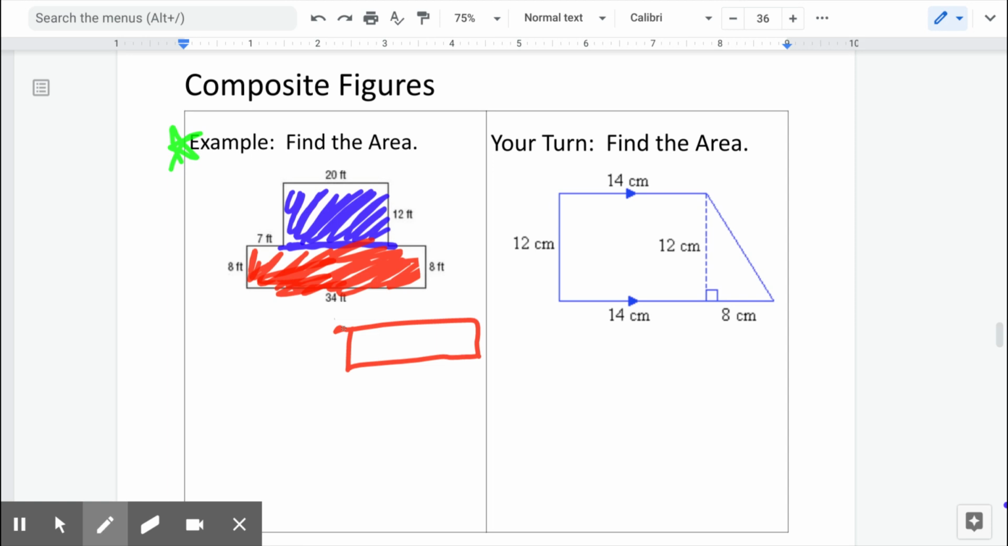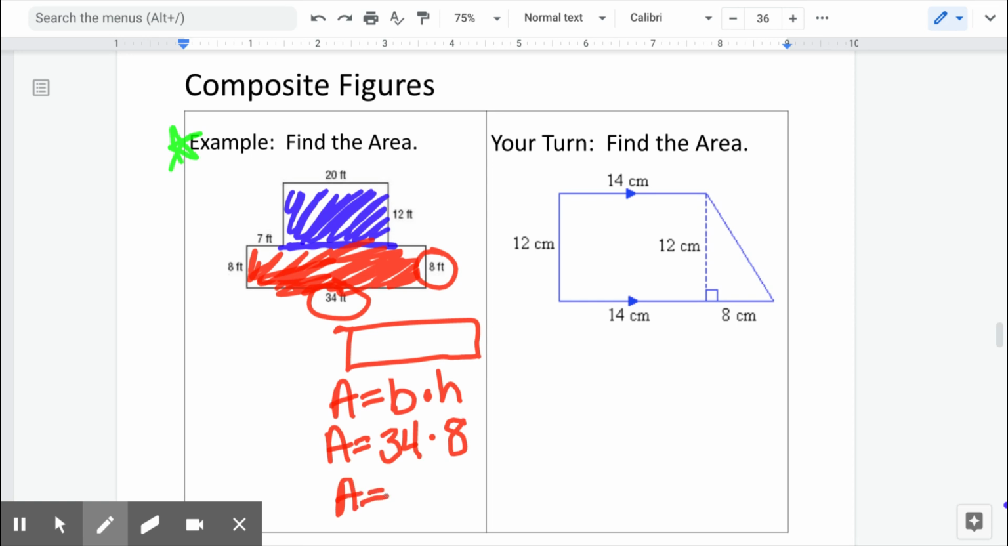The formula of a rectangle for area is area equals base times height. My base of that rectangle is 34 and my height is 8. So I have area equals 34 times 8. So the area of the red rectangle is 272.